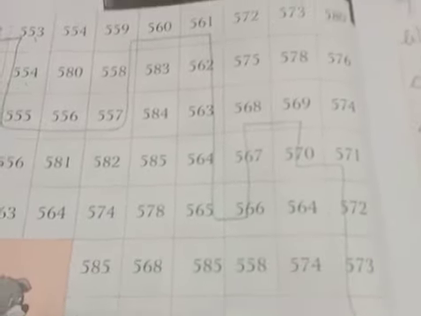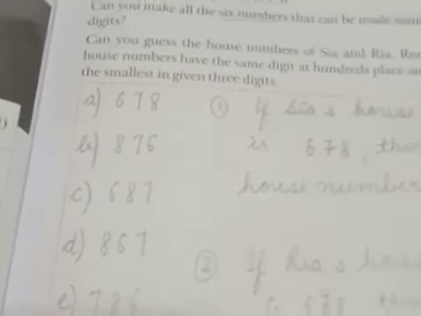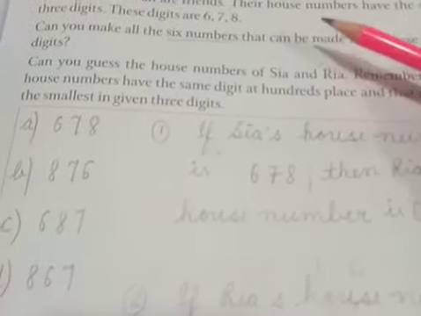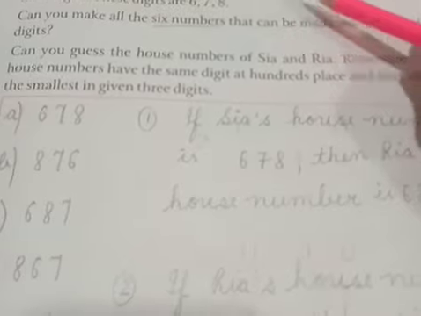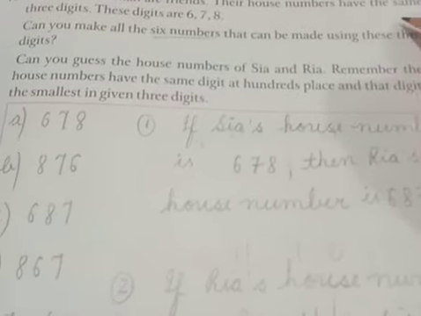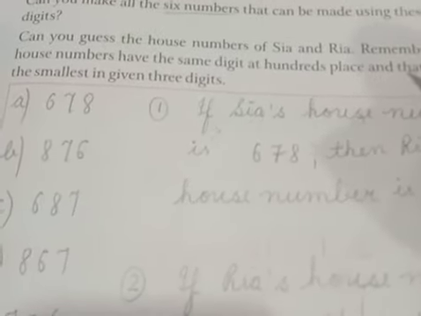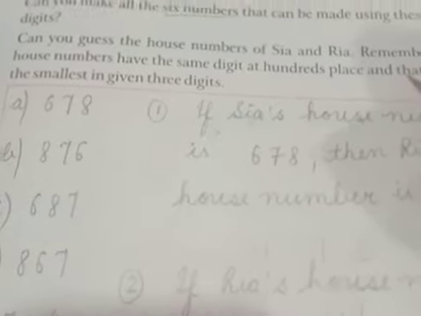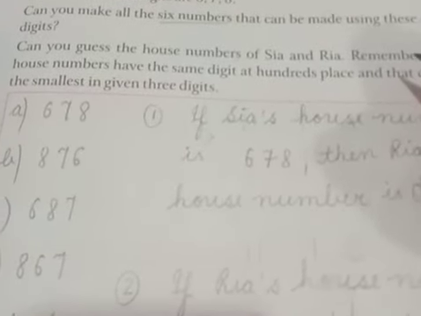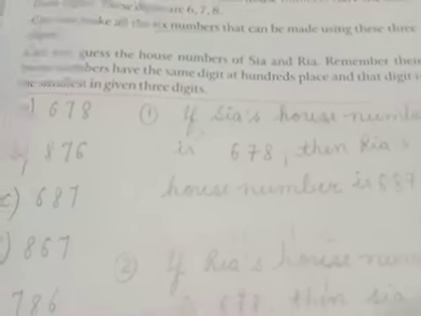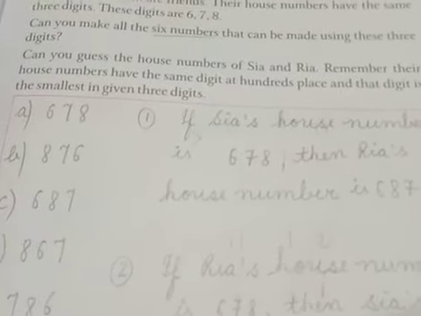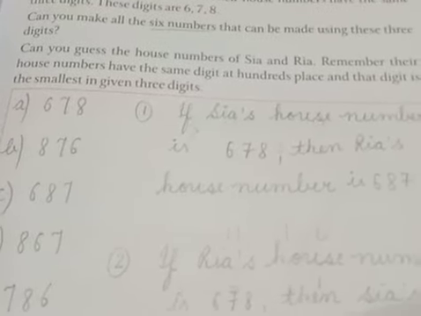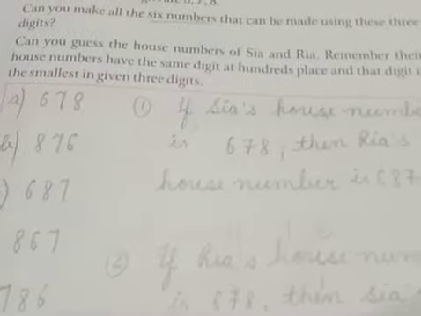Yes? Now, question number 15 is, Sia, Riya and Rohan are friends. Their house numbers have the same 3 digits. These digits are 6, 7, 8. Sia, Riya and Rohan are friends और उनके house number की they have the same digits in their house numbers and these digits are 6, 7, 8.